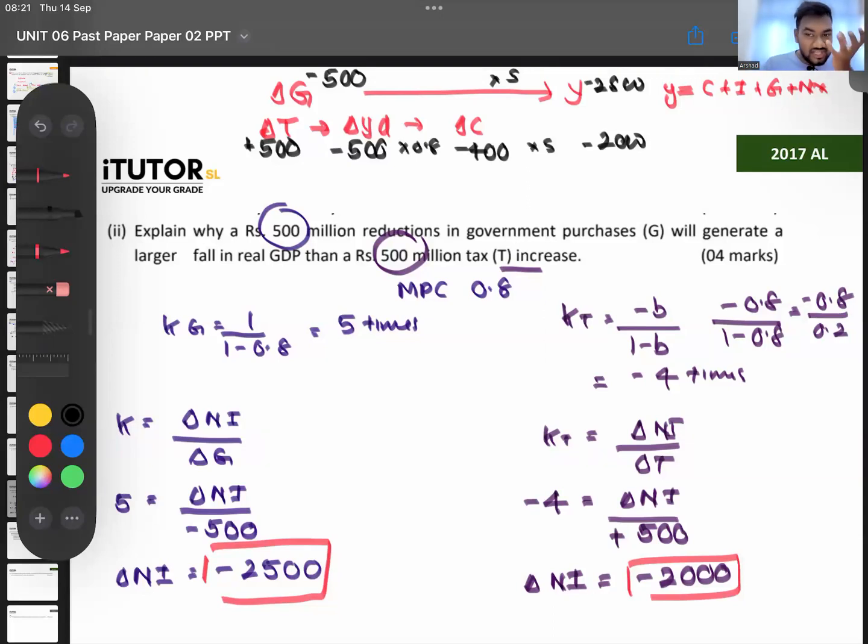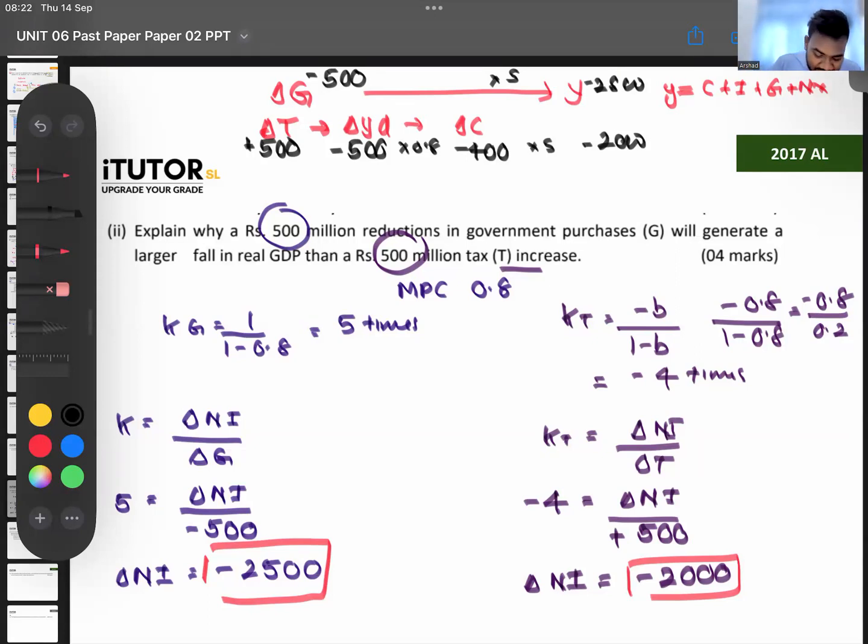When government spending changes, it directly affects national income. So there is a bigger impact. When taxes change, it doesn't directly affect national income. When taxes change, it first affects your disposable income, YD. From that YD, not the entire thing is consumed. From your YD, only a portion of it will affect aggregate demand or national income, no? Because when your YD falls by 500, consumption won't fall by 500. Consumption will fall only by whatever the MPC is. If MPC is 0.8, consumption will fall only by 400.